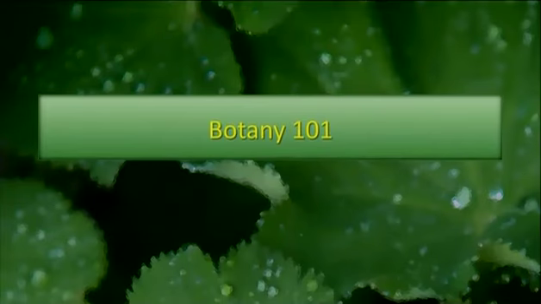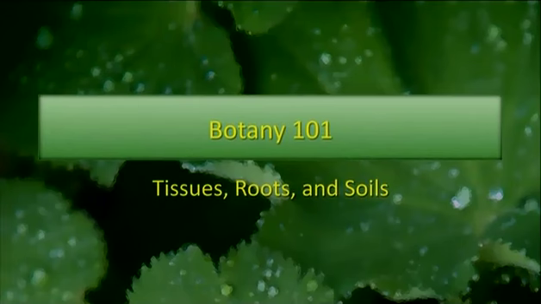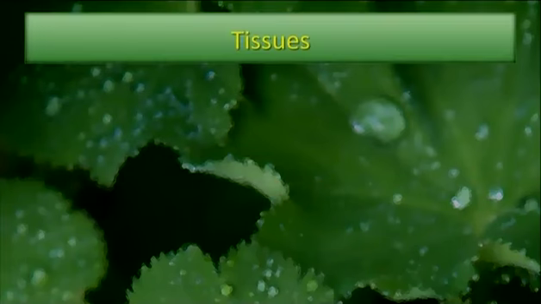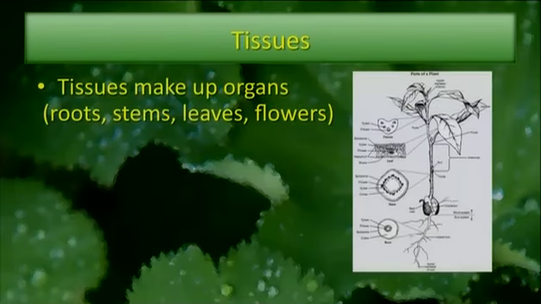For today's lesson, we're going to do tissues, roots, and soils. Okay, first of all, tissues. Tissues comprise organs. They make up the organs. And of course, the organs of the plant are the roots, the stems, the leaves, and the flowers.